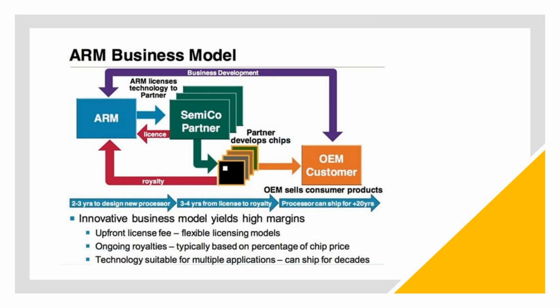Now, this diagram spells it out a little bit better. If you're somebody that prefers visuals, you can see ARM there on the left, and then they're licensing their technology to semi-partners who then produce and develop chips for OEM customers who sell consumer products.